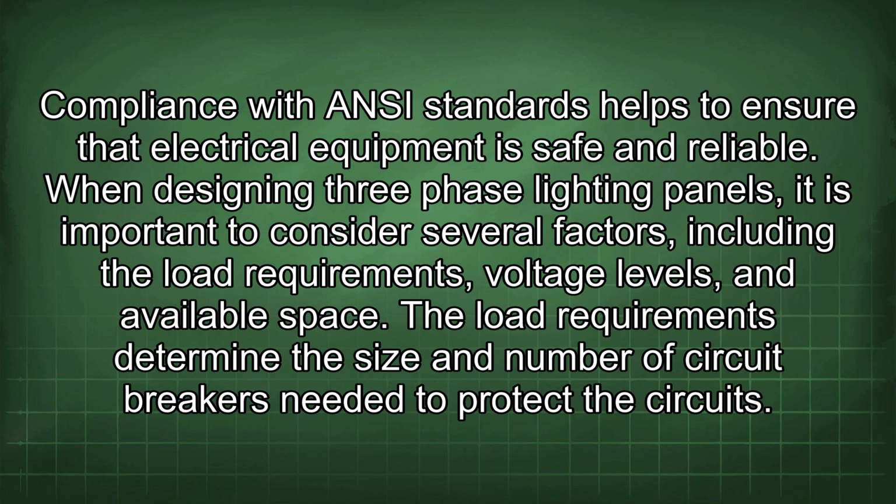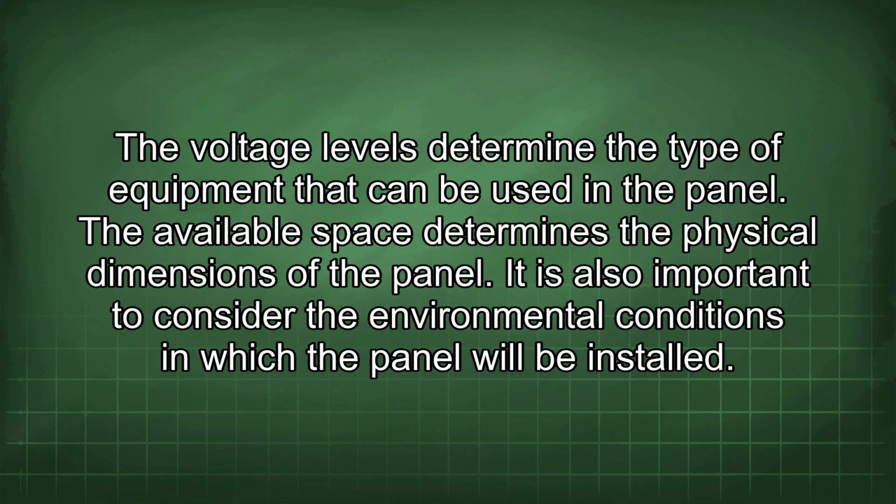When designing three-phase lighting panels, it is important to consider several factors, including the load requirements, voltage levels, and available space. The load requirements determine the size and number of circuit breakers needed to protect the circuits. The voltage levels determine the type of equipment that can be used in the panel. The available space determines the physical dimensions of the panel.